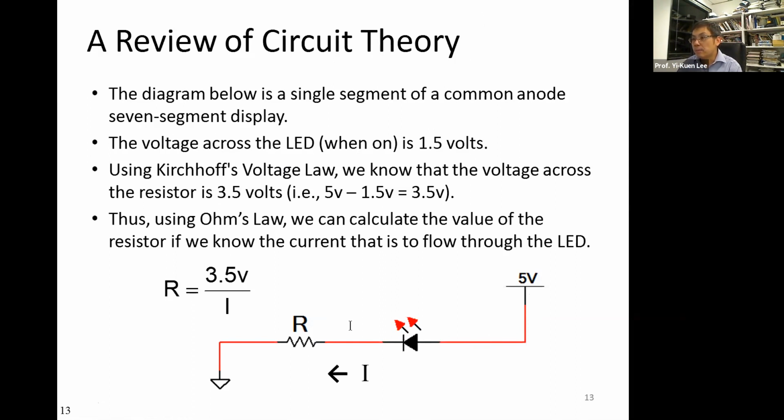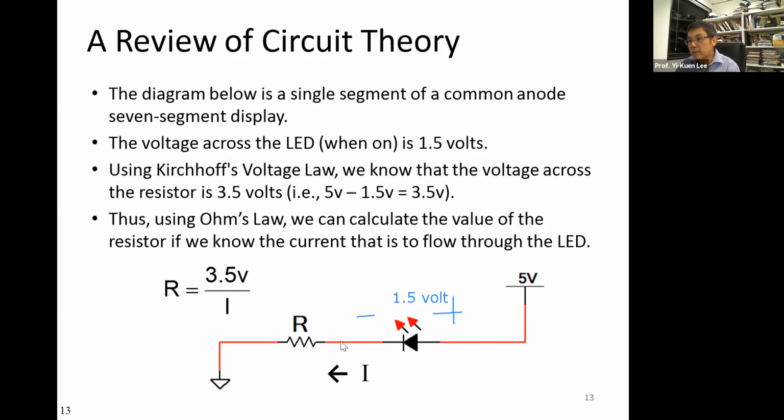So here, this voltage, that means this is positive, this is negative, and then the voltage here is 1.5 volt. Okay, so in this case, I can easily see, you see, 5 minus 1.5 is 3.5 here. So that this is for the resistor, right?